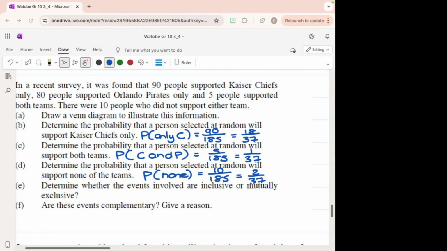Determine whether the events involved are inclusive or mutually exclusive. Are they inclusive or mutually exclusive? Anyone want to offer an answer there?